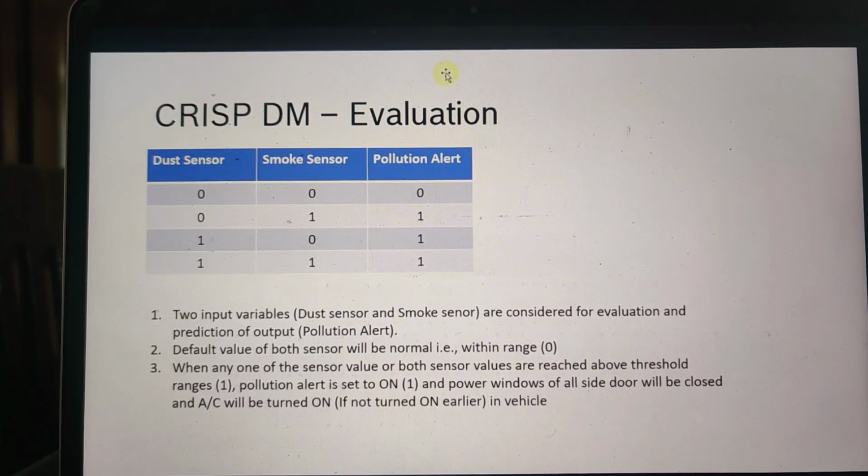When my pollution alert is on, the power windows of all side doors will be closed. My car will be completely covered, and the AC will also be turned on. If the AC was not turned on earlier, it will be turned on when this logic is applied in the vehicle.